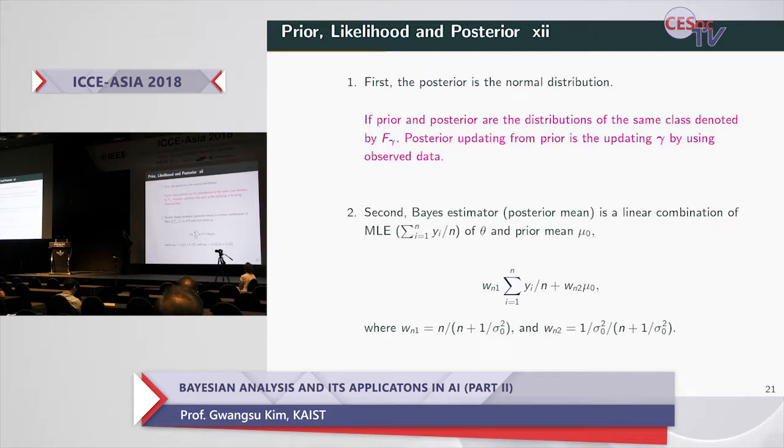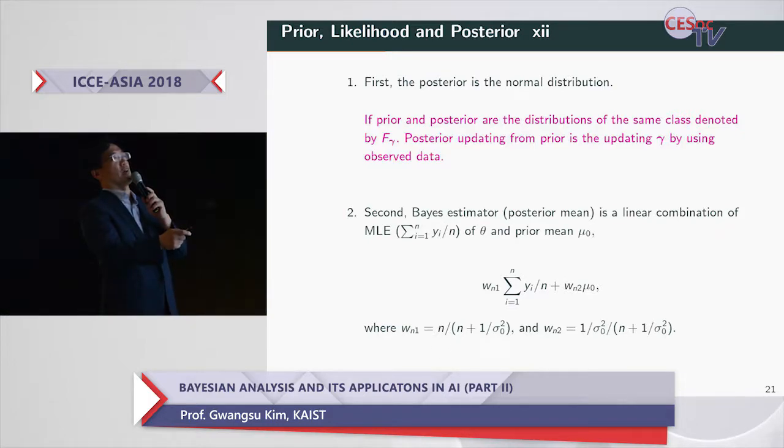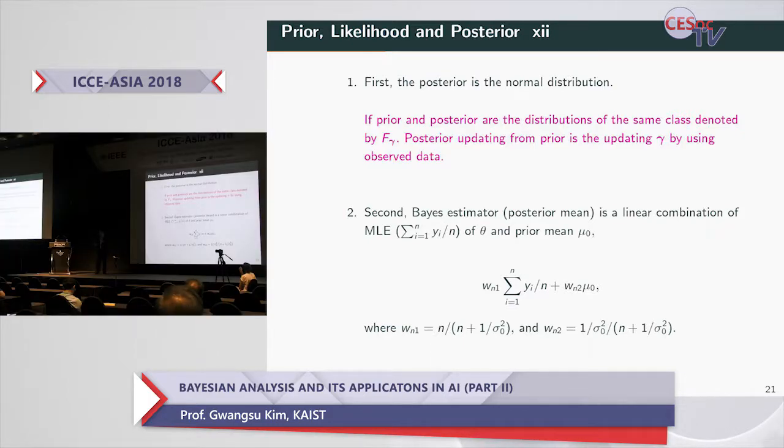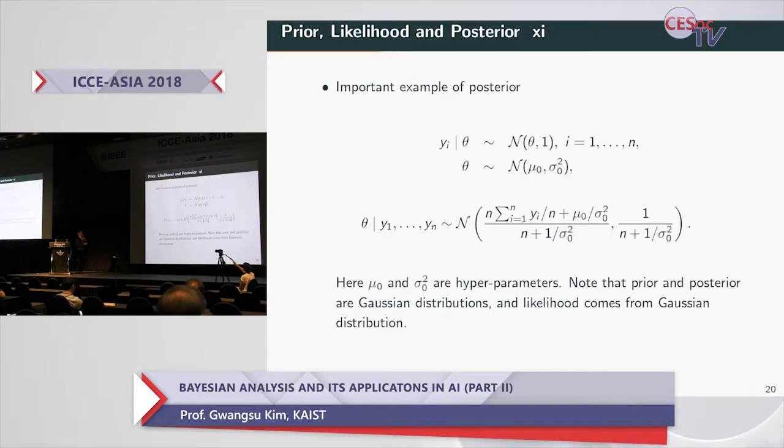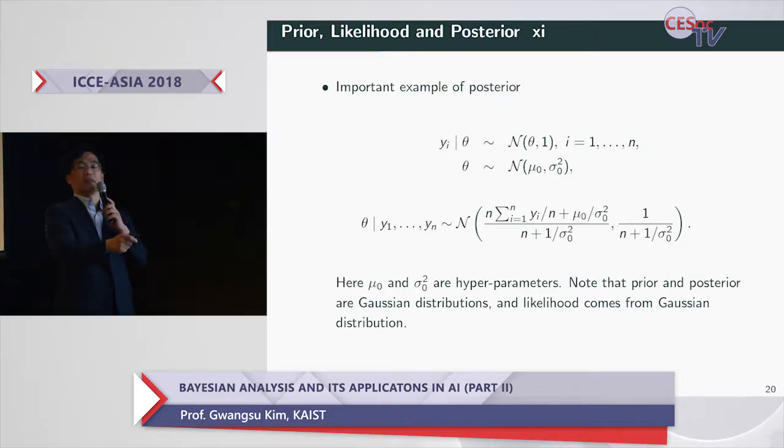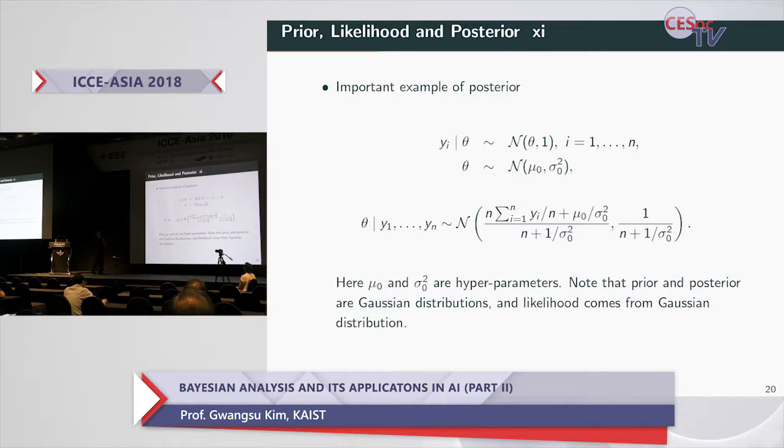If the prior and the posterior are distributions of the same class, denoted by F gamma, then the posterior updating from the prior is updating gamma by using observed data. Here, in this example, the prior mean mu 0 is updated to this value. And the variance in the prior is updated to this value. So only the parameters are updated.